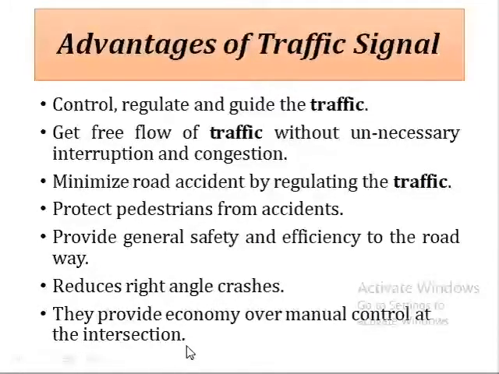Majorly, traffic signals are provided when the PCU is greater than 3000 and there is no provision to provide a rotary intersection there. In the absence of rotary intersection, or whenever we can't provide a rotary intersection due to the IRC guidelines, we need to provide a signalized intersection there. Traffic signals are provided at signalized intersections.